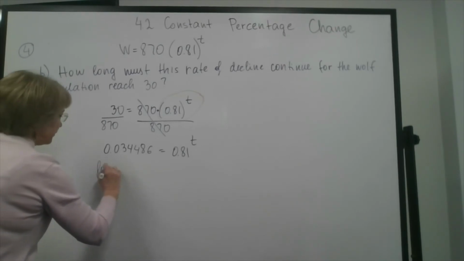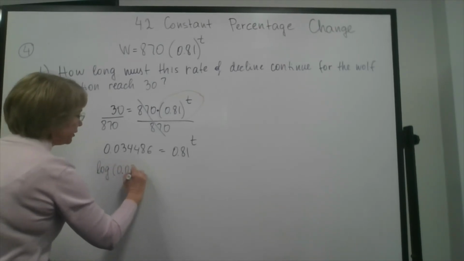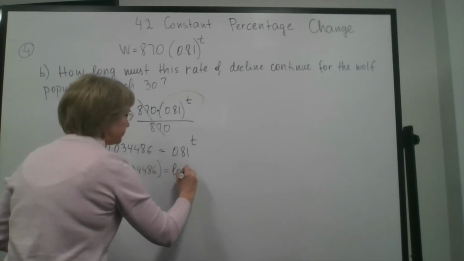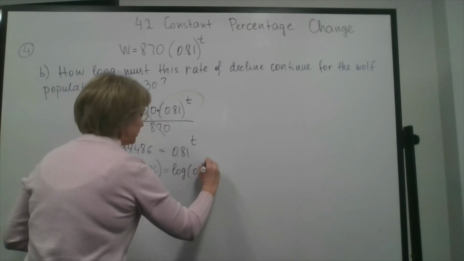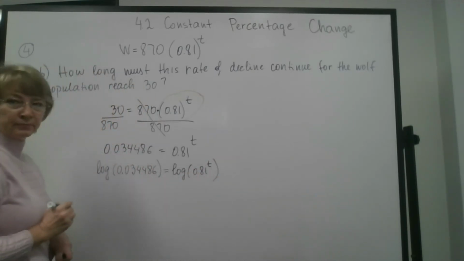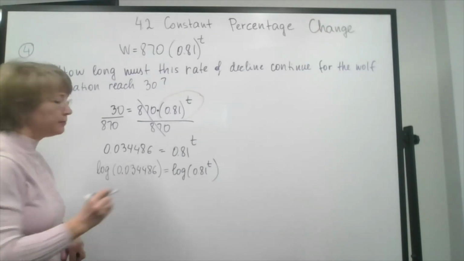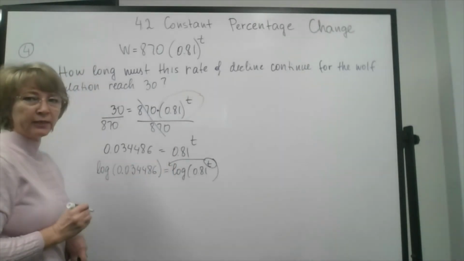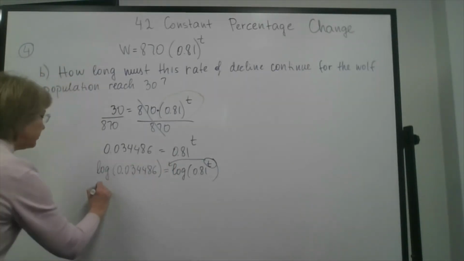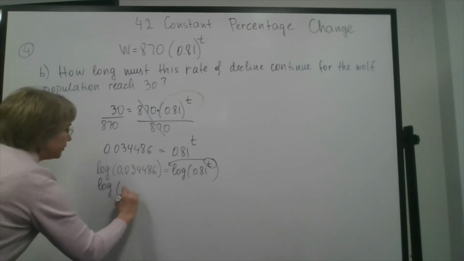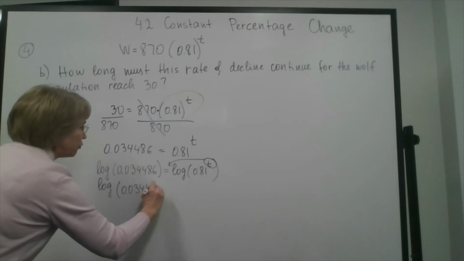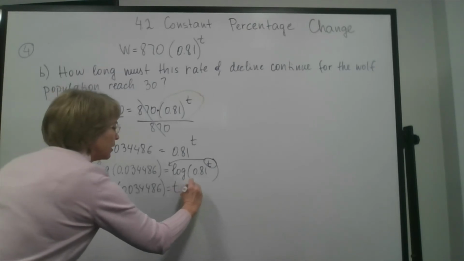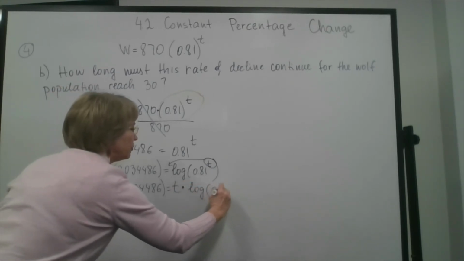So it will be the logarithm of 0.034486 is equal to the logarithm of 0.81 to the t power. Do you remember what the next step will be? We have to move t, the exponent, in front of the logarithm. So it will be the logarithm of 0.034486 equal to t times the logarithm of 0.81.